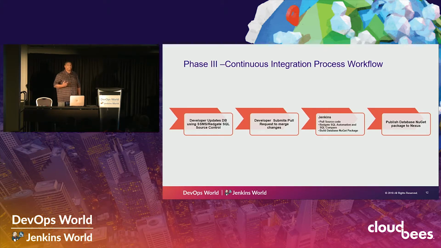And then now, instead of having the DBA using the Redgate SQL Compare tool to publish those changes, we're going to use Jenkins. So Jenkins will have a Jenkins job that will pull the source code down into the workspace, use the Redgate SQL Automation and SQL Compare tools to build a database NuGet package, and then publish that database NuGet package to Nexus. So now we remove the DBA's interaction with Jenkins.